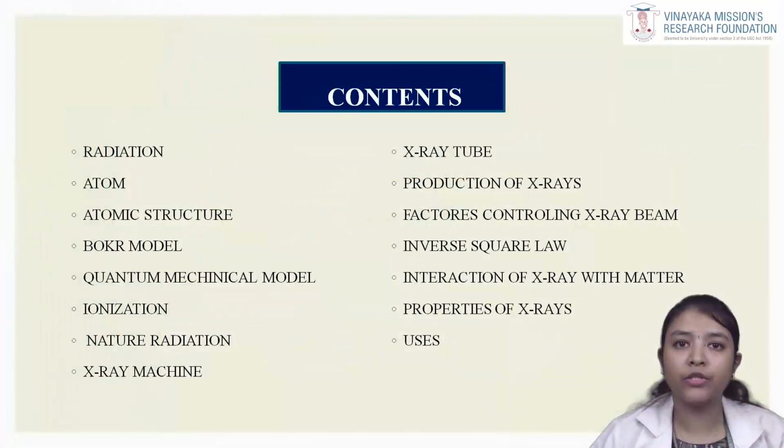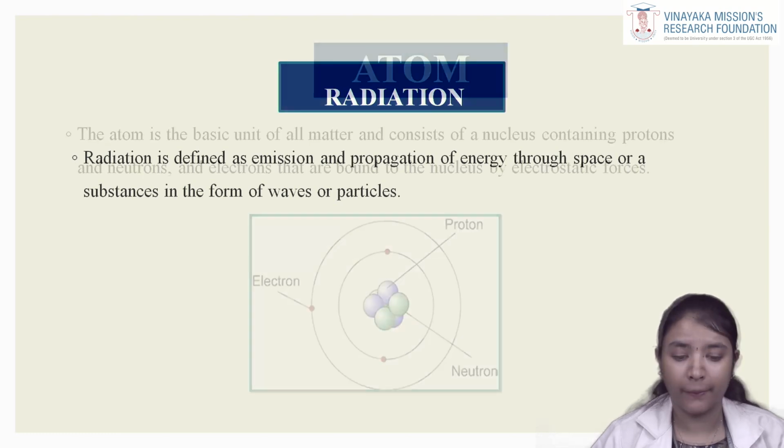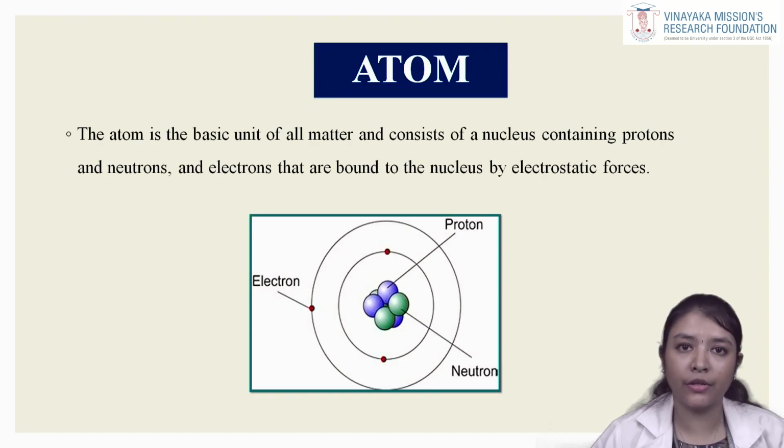These are the contents which I will be explaining in my further slides. Radiation is defined as emission and propagation of energy through space or a substance in the form of waves or particles. Atom is the basic unit of all matter and consists of a nucleus containing protons and neutrons, and electrons that are bound to the nucleus by electrostatic force.